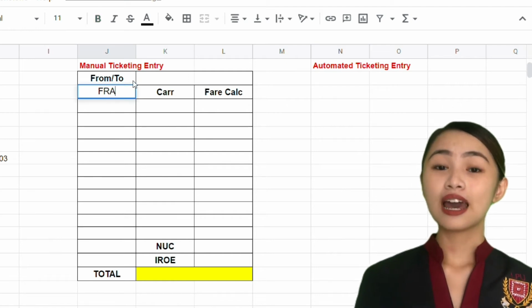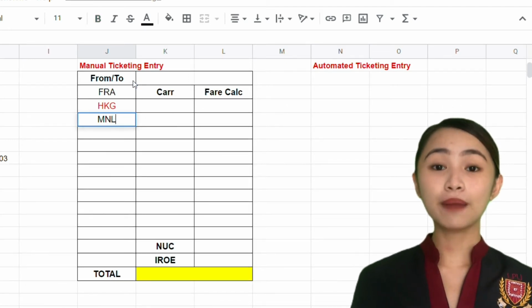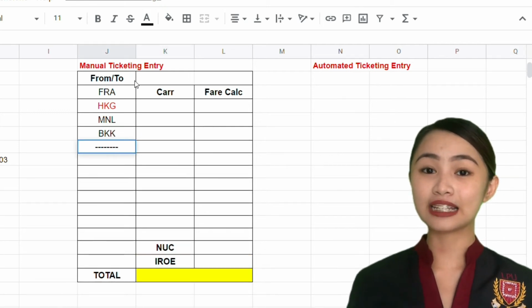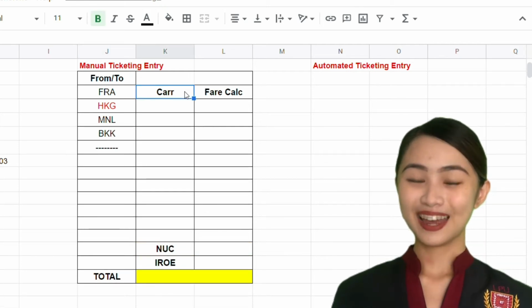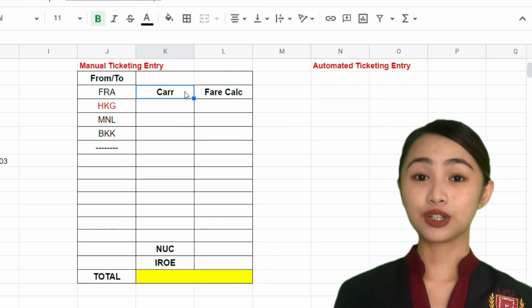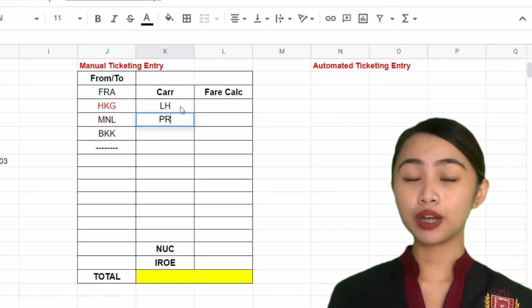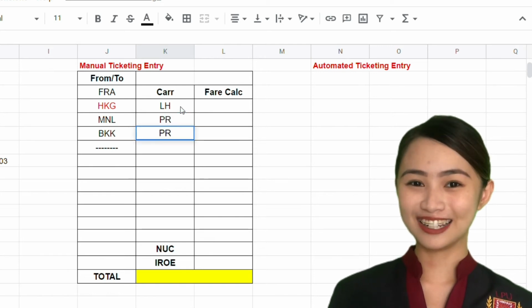Alright, in this column we can see the from-to, which we will input our itinerary, including the France, Hong Kong, Manila, and Bangkok. And below the Bangkok, don't forget to put the dash line, which indicates that nothing follows. The next column are the carriers. So first we have the Lufthansa or the LH, followed by 2PR, which is Philippine Airlines.